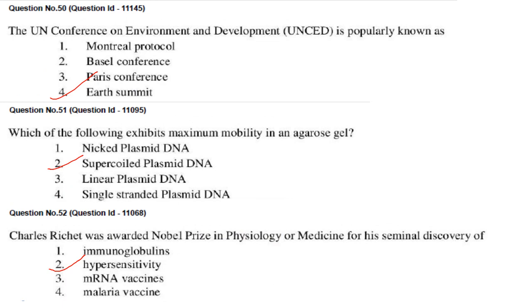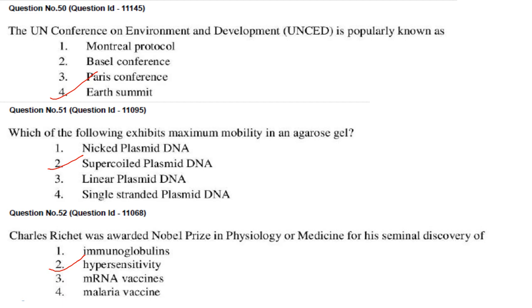Then next one, the UN Conference on Environment and Development is popularly known as, so it is Rio de Janeiro Earth Summit, Rio Summit, Rio Conference and Earth Summit. So they have given Earth Summit here. So answer will be option 4, Earth Summit. Which of the following exhibits maximum mobility in an agarose gel? It is supercoiled plasmid DNA because it is a more compact conformation. So it moves through the gel very fast. So the answer here is option 2.